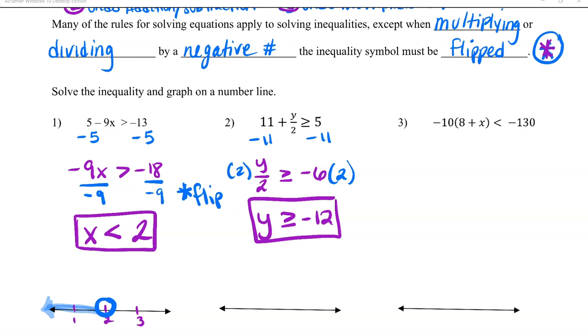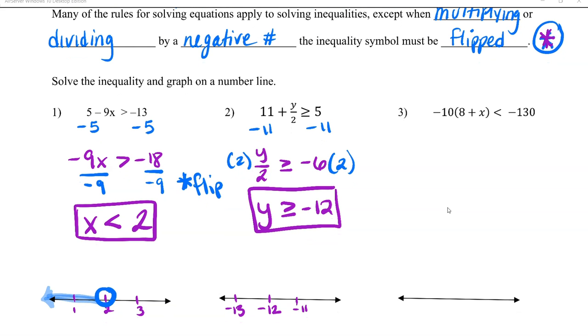No need to flip the inequality symbol because we didn't multiply or divide both sides by a negative number. I noticed on some of your homework assignments that we have a little trouble with writing a number line when the values are negative. So remember, going less negative, that's increasing. So you want to make sure the numbers here would be negative 13, negative 12, negative 11.